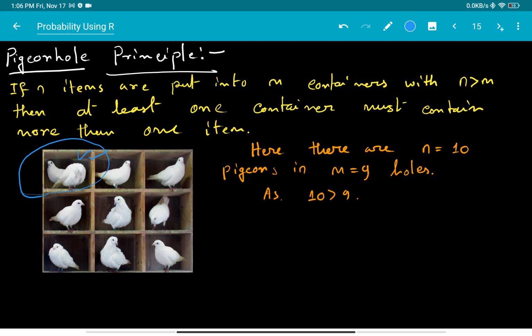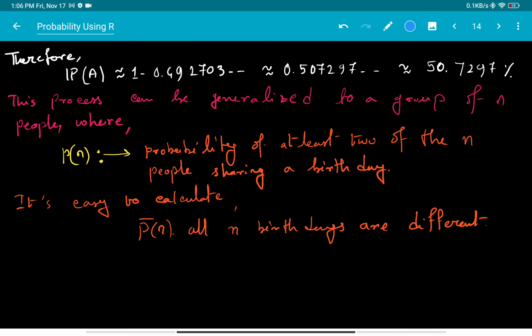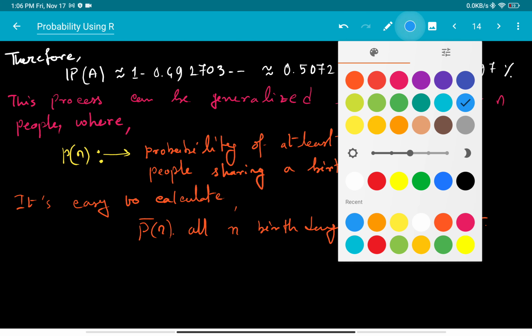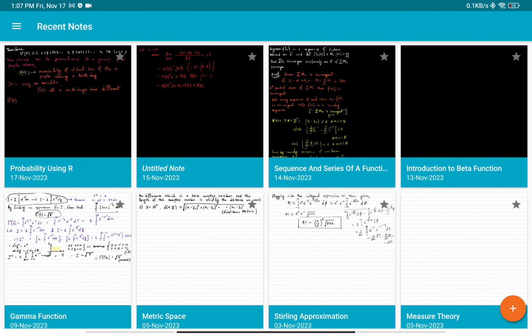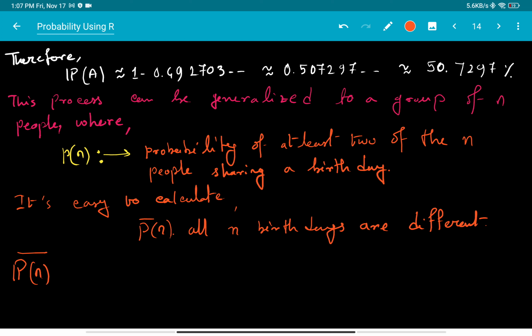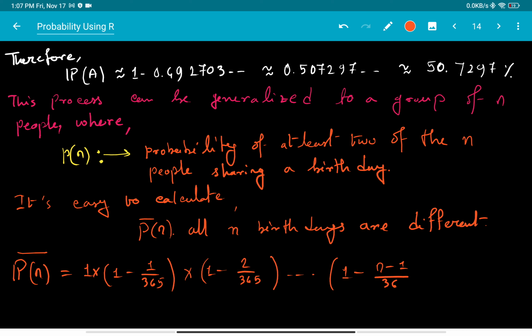So let us go back to our main problem. If we compute the probability, it will be 1 times 1 minus 1 over 365, times 1 minus 2 over 365, and if we continue like this, up to 1 minus n minus 1 over 365.